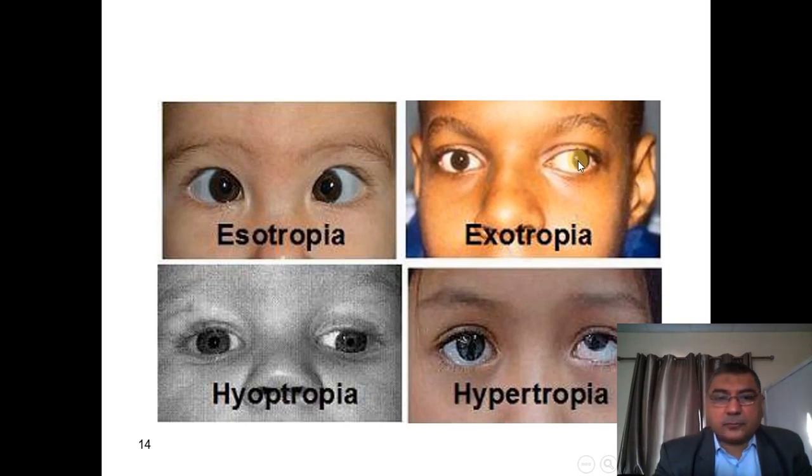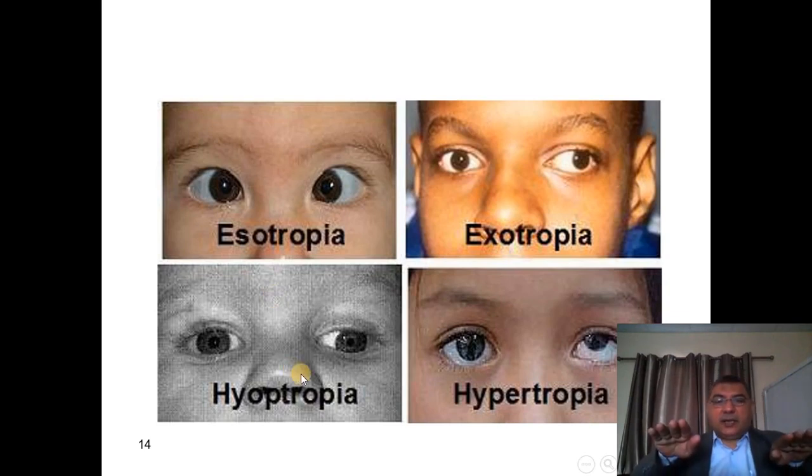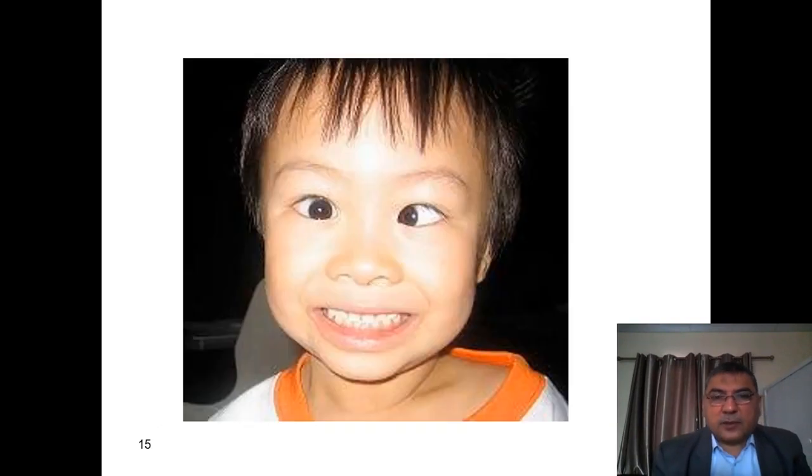So this is exotropia. This is hypotropia. The left eye is deviating downwards. And the last type is hypertropia. So the general types of strabismus: esotropia, exotropia, hypotropia, hypertropia. For example, this child has left esotropia. The reflex here is central in the right eye, and the corneal light reflex is not central in the left eye.